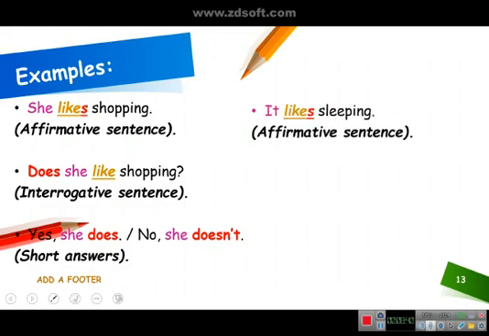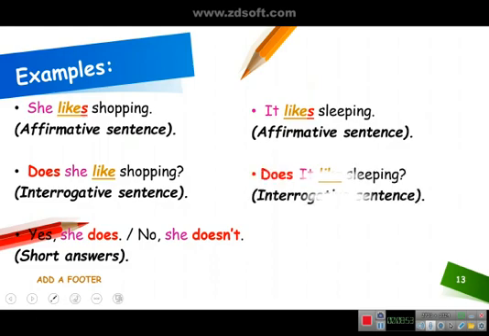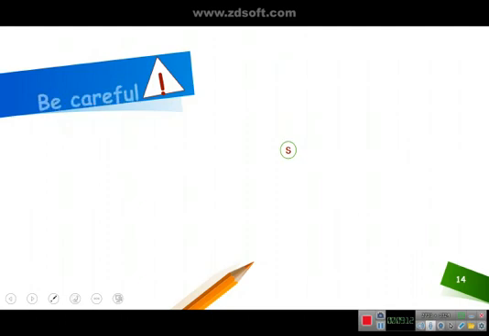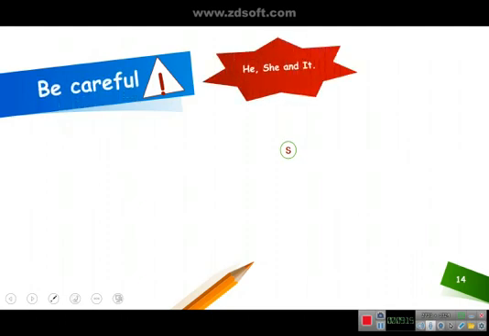It likes sleeping. This sentence is an affirmative sentence. Where is the verb? The verb is likes. Excellent. By adding does before the pronoun it, the sentence became interrogative. Does it like sleeping? The answer is yes, it does, or no, it doesn't. Be careful. Only with he, she, and it.